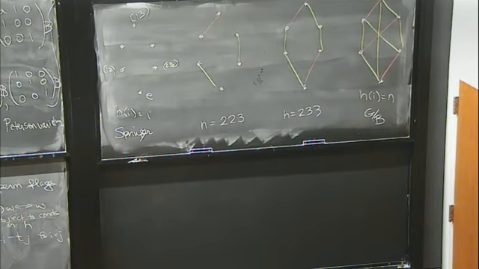So the one on the right, combinatorialists recognize as essentially the Bruhat graph of permutations, the permutations S3.